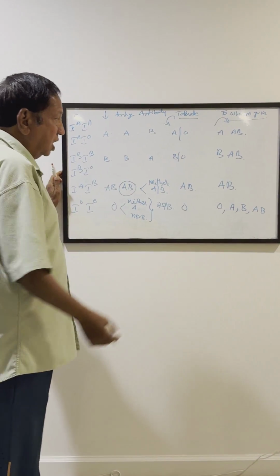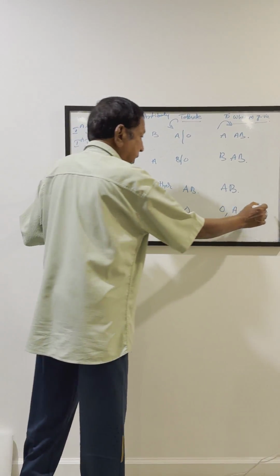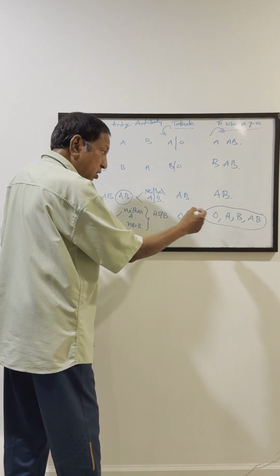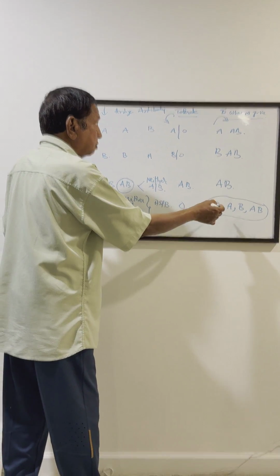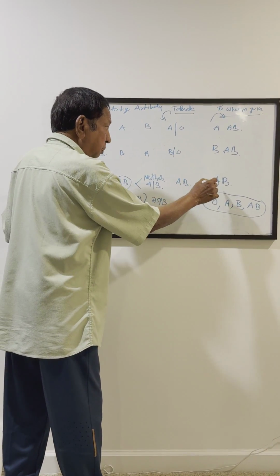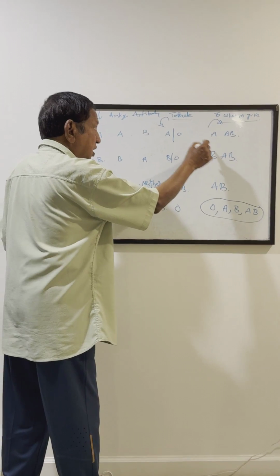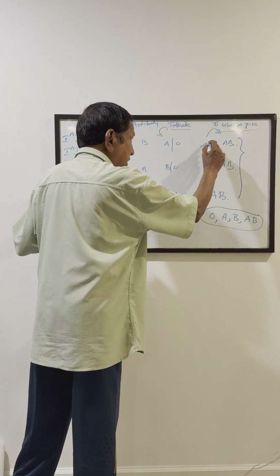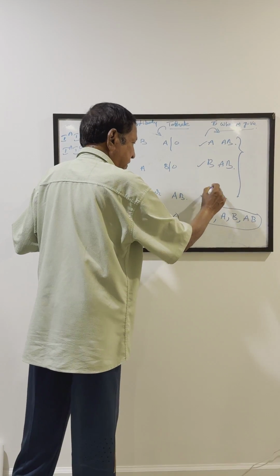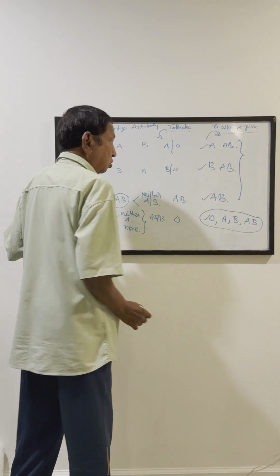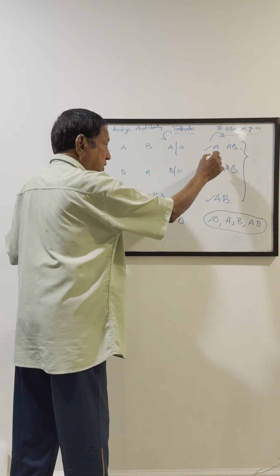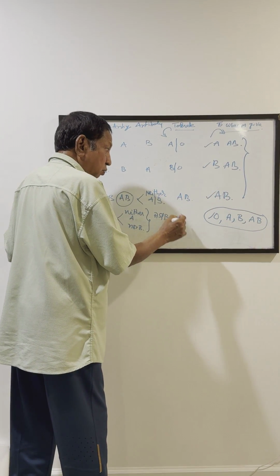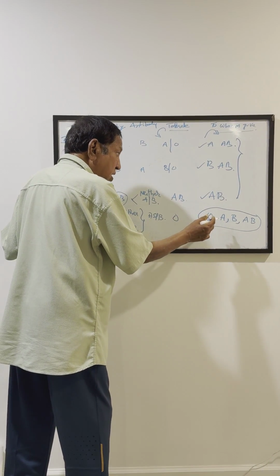Now you can see of all these, O type of blood is the one which can be given to all the other three groups apart from its own group, and AB group is the one which can receive the blood from A group, B group, AB group as well as with O group. Hence it is called the universal recipient, and O is the universal donor for any group.